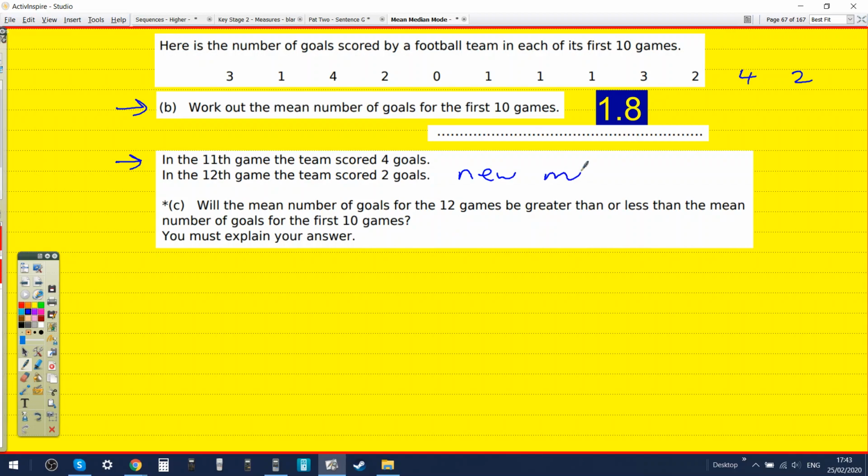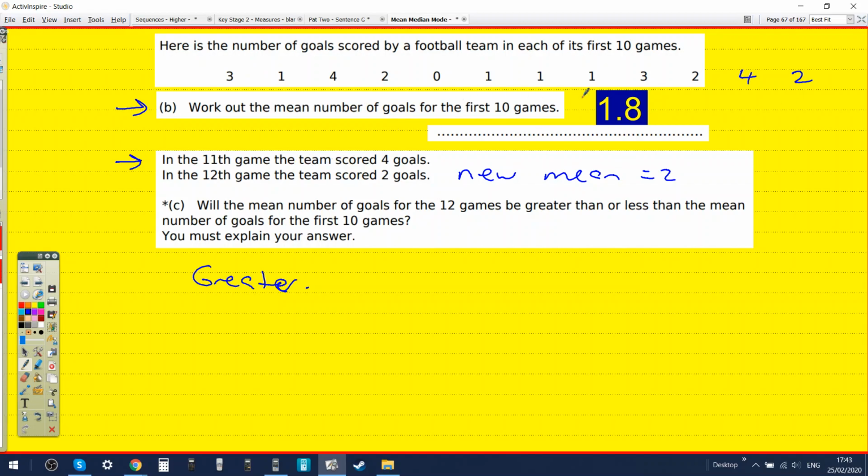The new mean is 2, so it's greater than. Yes, so the mean number of goals is greater. Well done. The other way you can do this one, because the way you'd find it is you'd add up all 12 and then divide by 12.